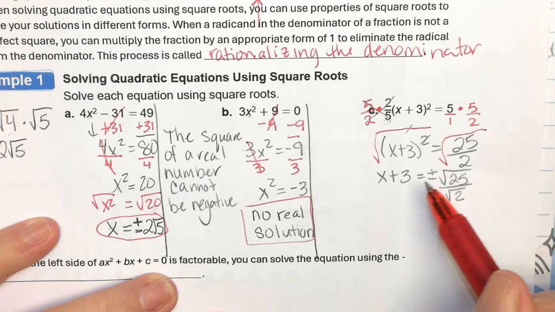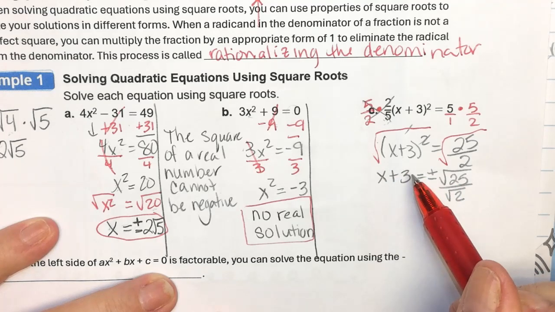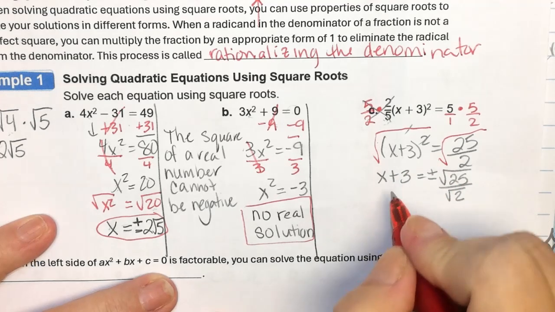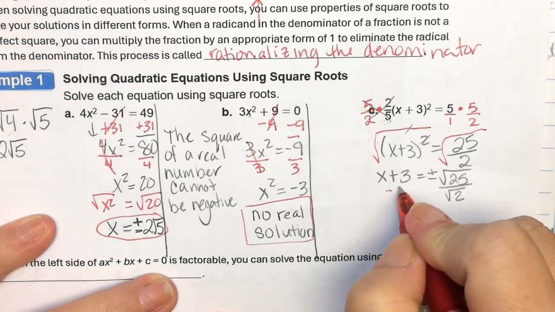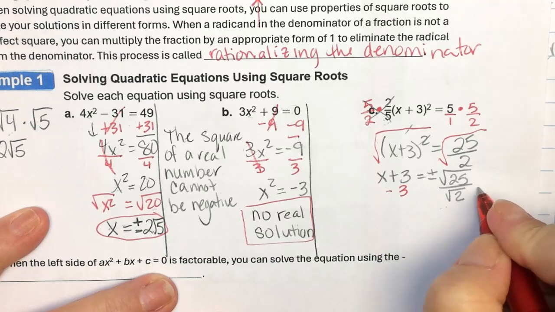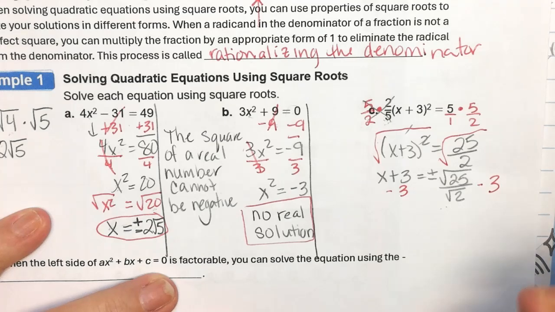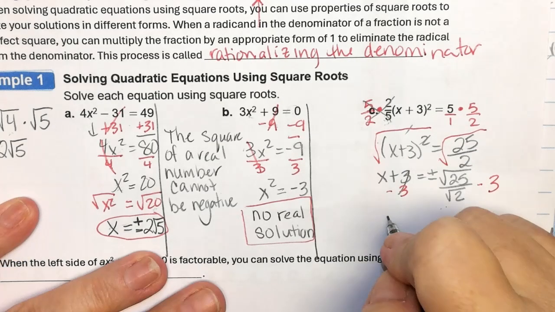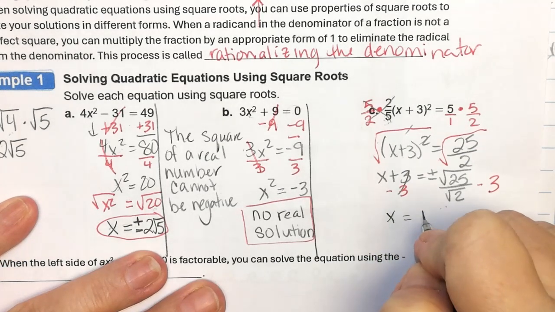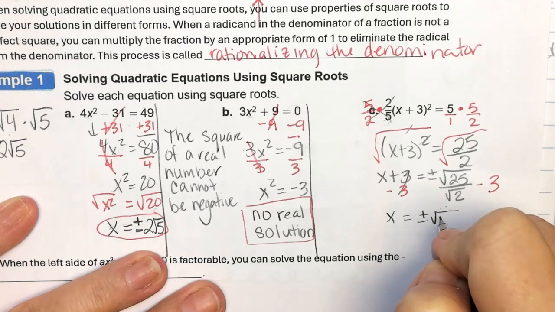So we're not quite done because we still have this 3. And we need to get rid of it because we need just x. So just like any other time, we would subtract 3. All right, how do you subtract 3 from a radical? It just hangs out with it. So what do you mean by that, Ms. Gill? It literally looks like this.